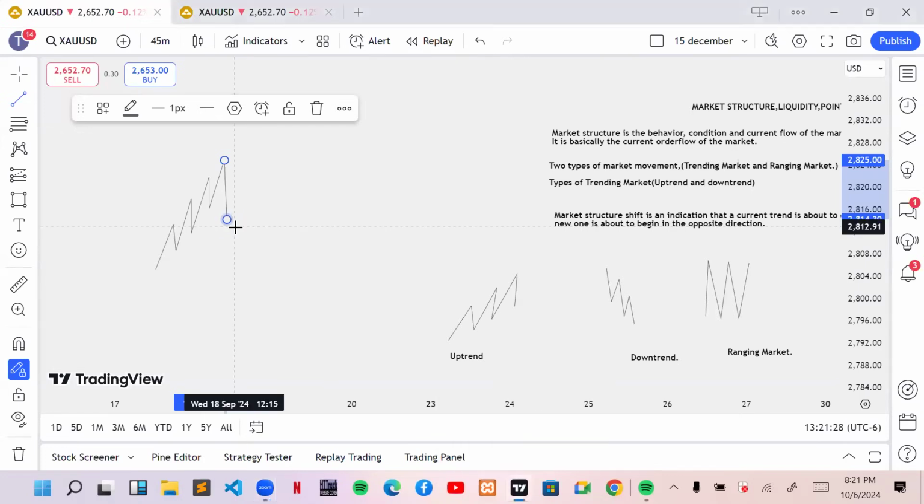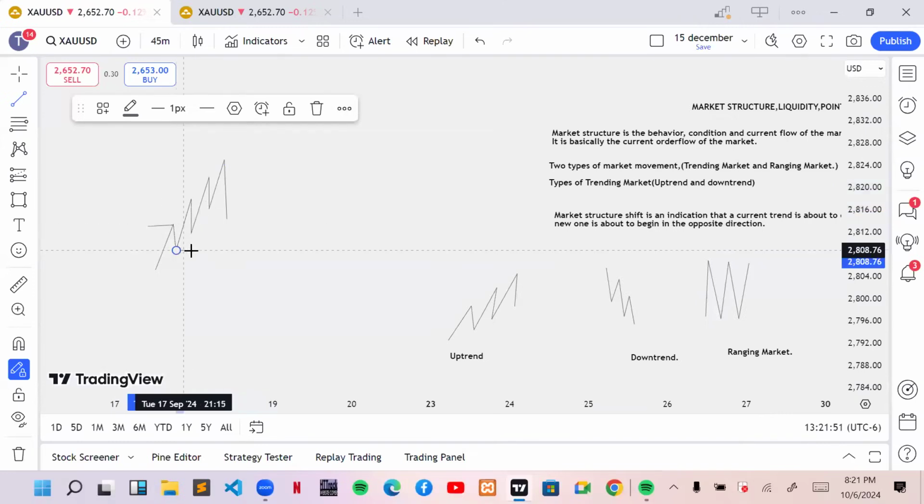That's what I'm saying. The market structure shift is an indication that the current trend is about to end and the new one is about to begin in the opposite direction. Previously, the market was on an uptrend. The characteristics of an uptrend are higher highs and higher lows. This is the higher high, then this is the higher low. This is the higher high, this is the higher low, and this is the higher high.